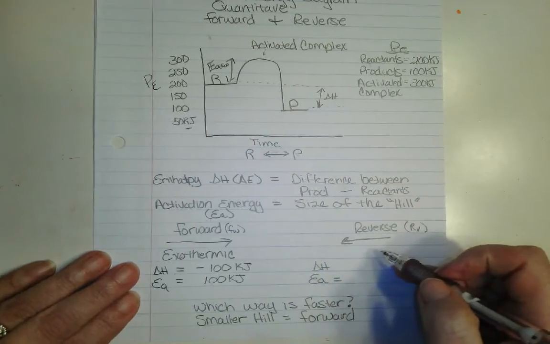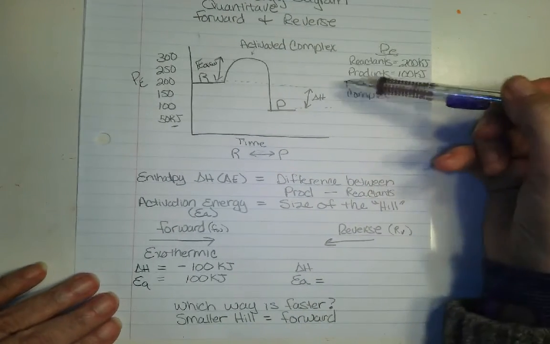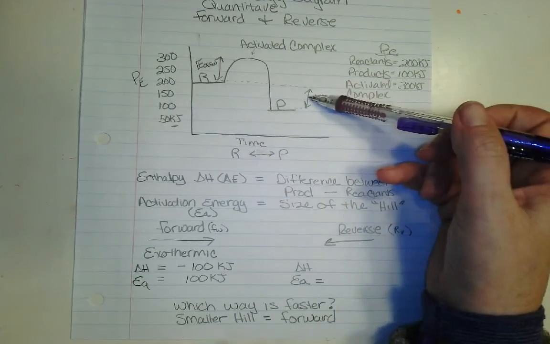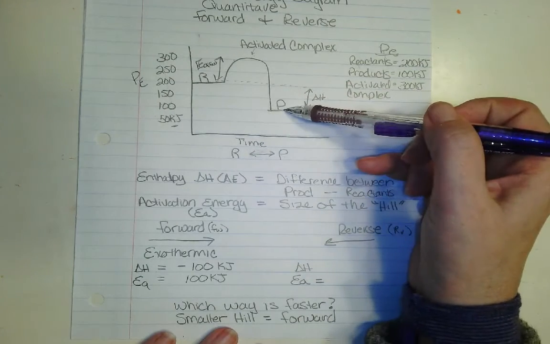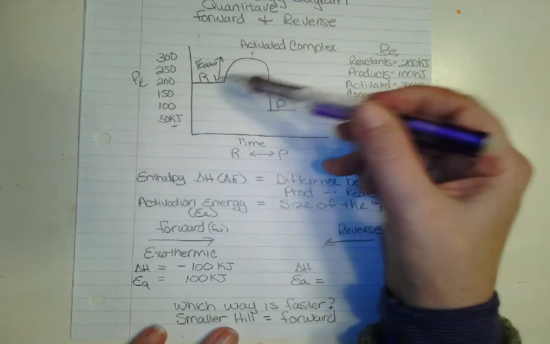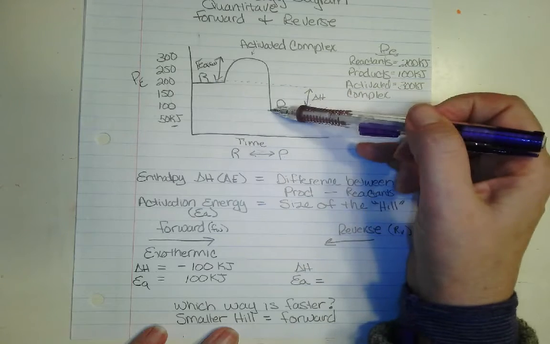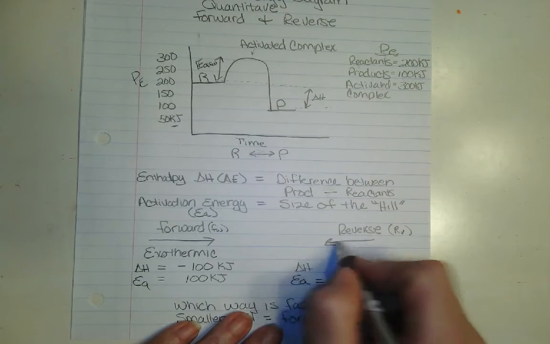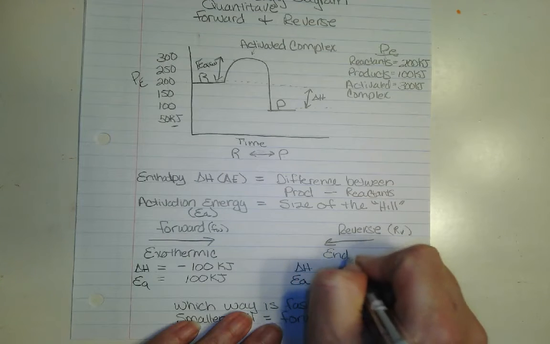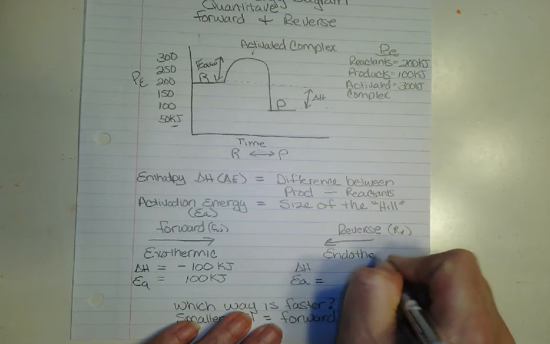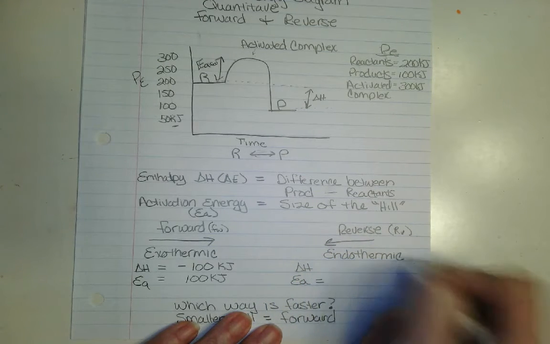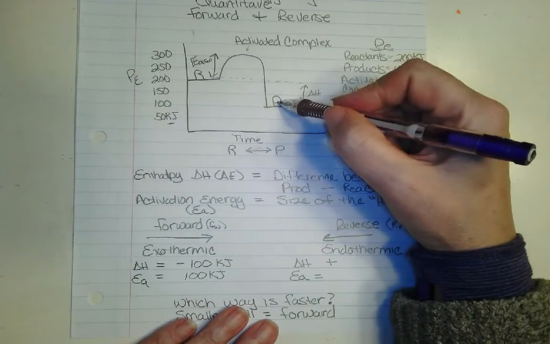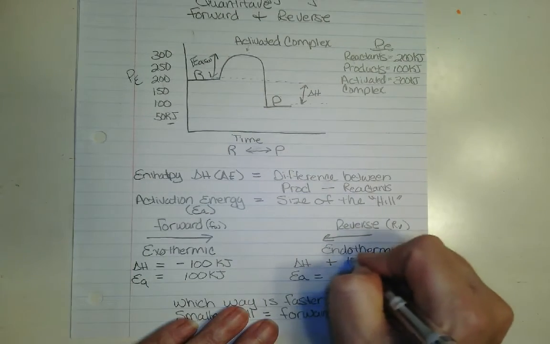Okay, now let's look at it going backwards. Let's say I'm running this reaction backwards. First of all, if I go backwards, my starting is lower than my ending. Okay, so I have to go uphill now going backwards. That makes the reverse direction endothermic. And that means I have a positive delta H. So what is my delta H? It's between the products and the reactants, so that is 100.